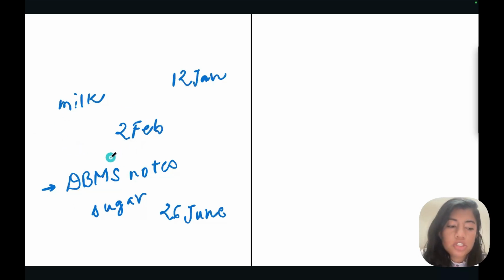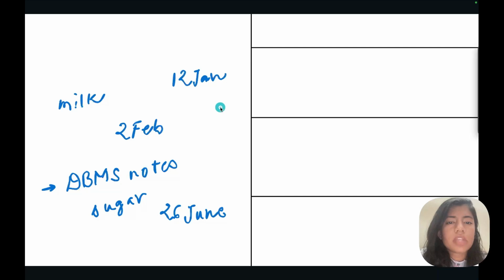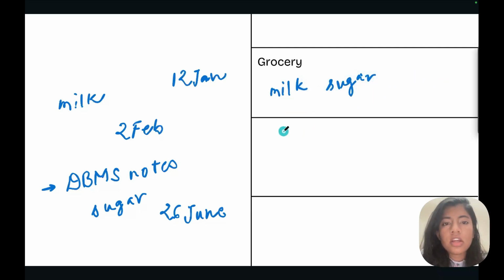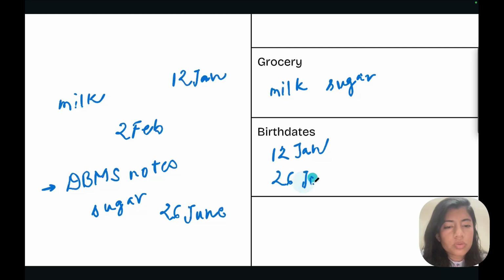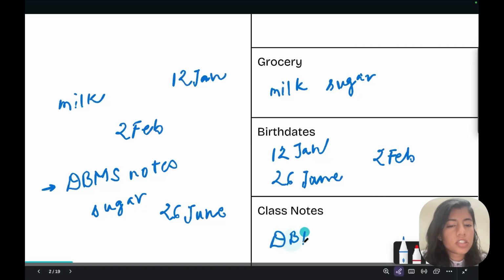Now imagine the same scenario where you're dividing your diary into three sections. Suppose you dedicate one section to grocery. Now you can write milk and sugar in this section, and any other grocery item you want to write, you can again write in this section. Then suppose you keep another section for birth dates and you write 12 Jan, suppose this is someone's birthday, then 26th June is someone's birthday, then 2nd Feb is again someone's birthday. All other birth dates you can write in this section. Again, if you dedicate a section to class notes, you can write DBMS notes in it.